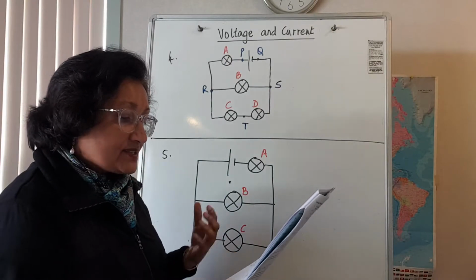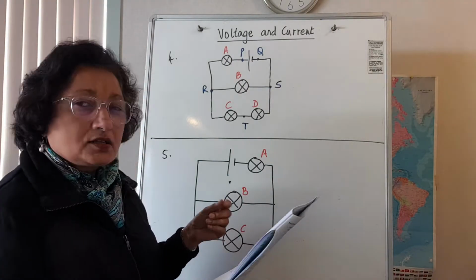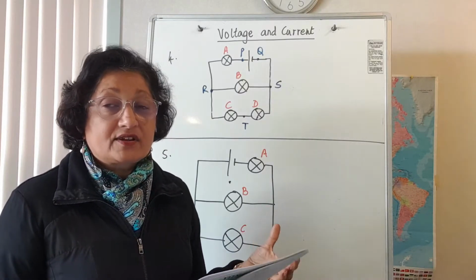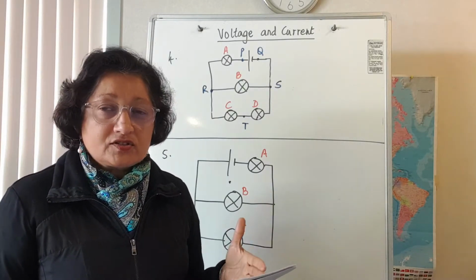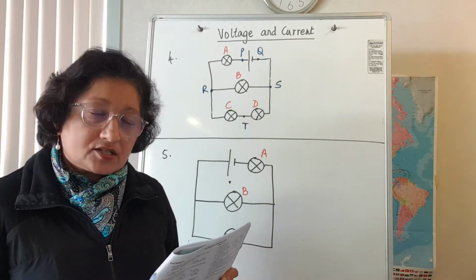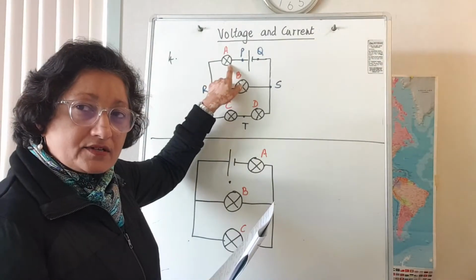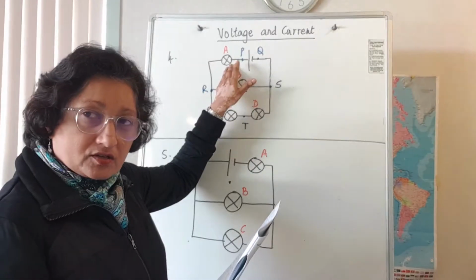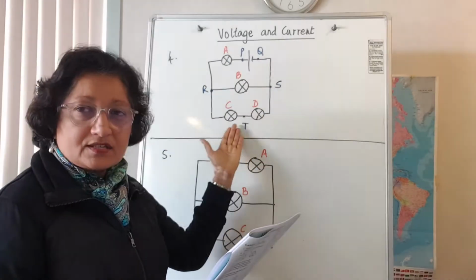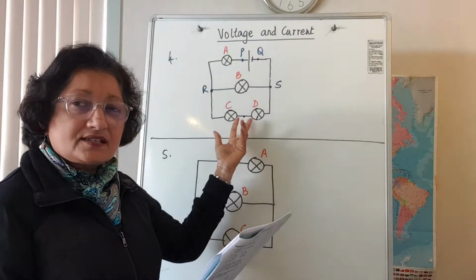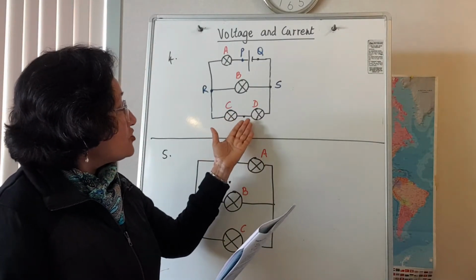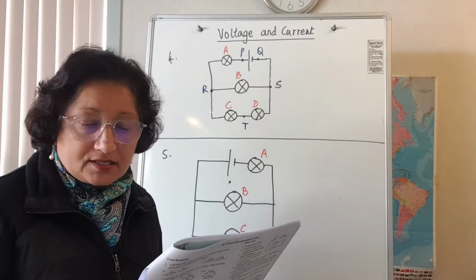Then which lamp has the greatest voltage across it? Now voltage is current times resistance, so whichever lamp has the greatest current through it, because the resistances are the same, that will also have the greatest voltage. So A has the biggest current, so it will also have the biggest voltage across it. Which has the least voltage? The one with the least current, which is the bottom branch. And since the resistances are the same for C and D, they'll all have the same voltage, but it'll be less than all the other voltages.